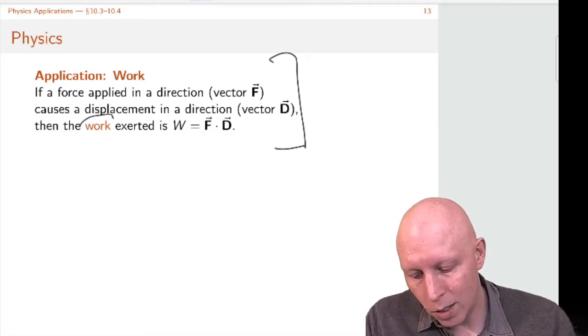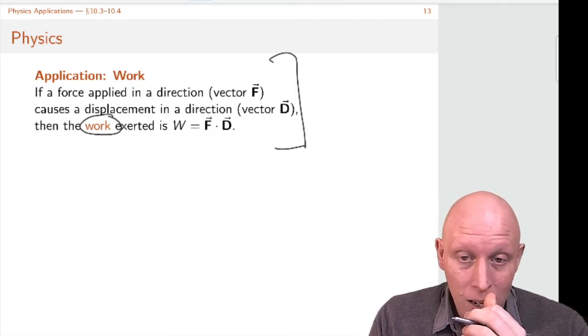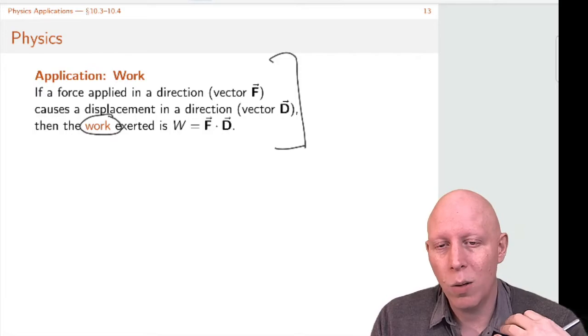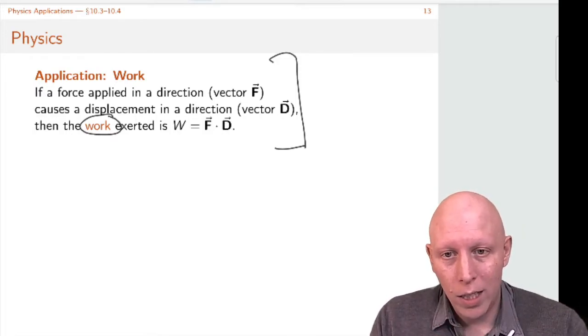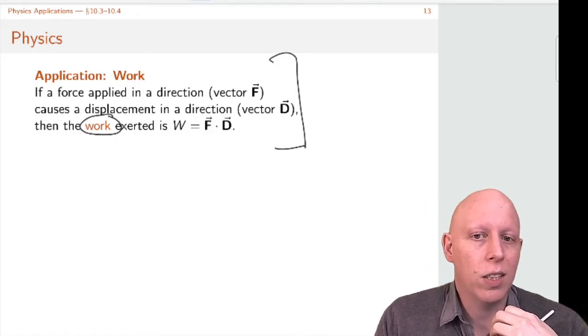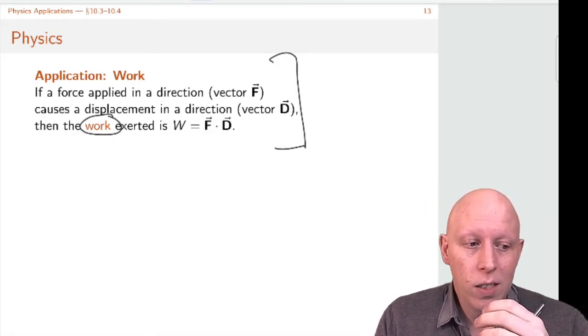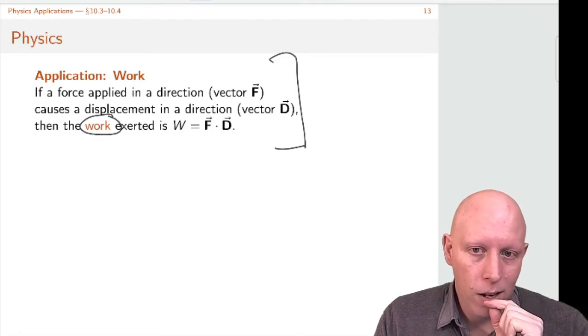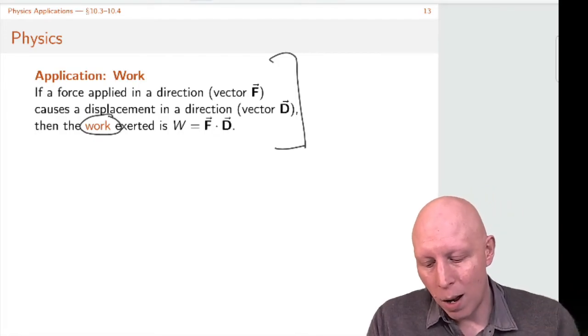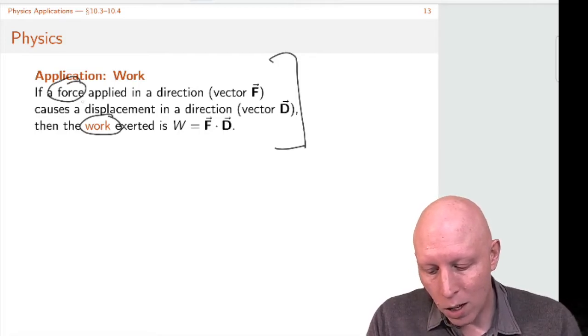I think it's important to realize that there's the English word work, where you talk about, oh, I did some work today. But that's slightly different from the physics concept of work that says I'm applying a force which causes a displacement.